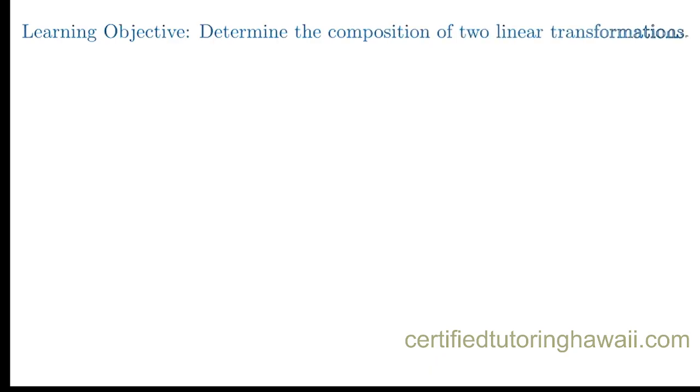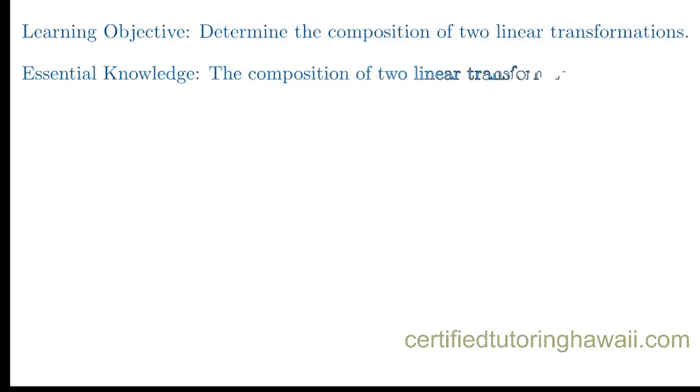Now let's explore compositions. Our objective here is to determine the composition of two linear transformations by finding their product matrix. We will learn how to combine two transformations into one. The composition of two linear transformations is itself a linear transformation. For example, if we reflect a shape and then rotate the result, the total effect is still a linear transformation. This means there must be a single matrix that performs the combined action of both transformations. How do we find it?